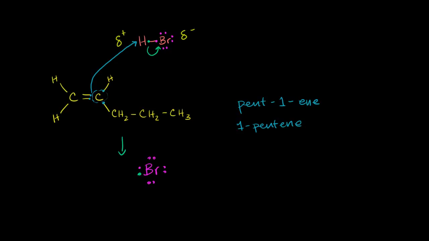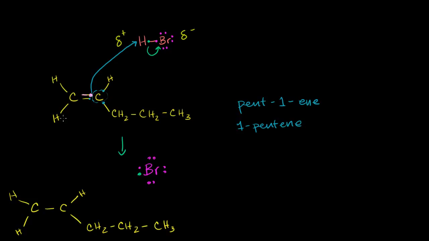Let me draw it. So we have a carbon and a hydrogen and a hydrogen. And then you have a carbon and then a hydrogen. And then you have the rest of the chain right over here. But this double bond was broken. This carbon lost an electron, which went to the hydrogen. So this bond right here now forms between this carbon and that hydrogen. So let me draw that bond.